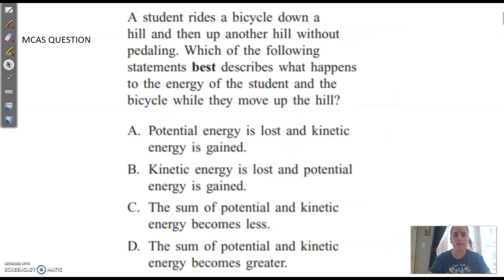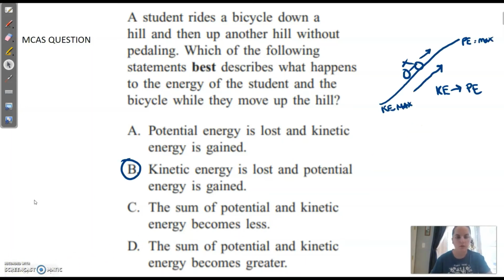A student rides a bicycle down a hill and then up another hill without pedaling. Which of the following statements best describes what happens to the energy of the student and the bicycle while they move up the hill? So when the bicycle and the student are moving up the hill, they are increasing their height. So there's going to be an increase in your potential energy.